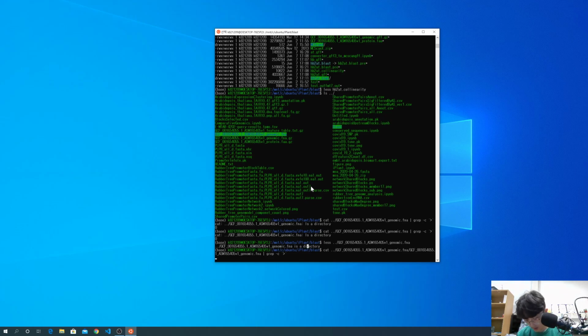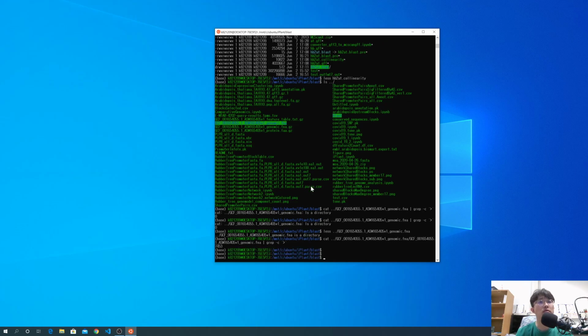I don't know why it takes time. If I run this on our server, then it calculates in seconds. Maybe this is the problem of the WSL. Maybe. It takes too much time. I don't know. So it was calculated. So 7,000 scaffolds are there compared to Arabidopsis.